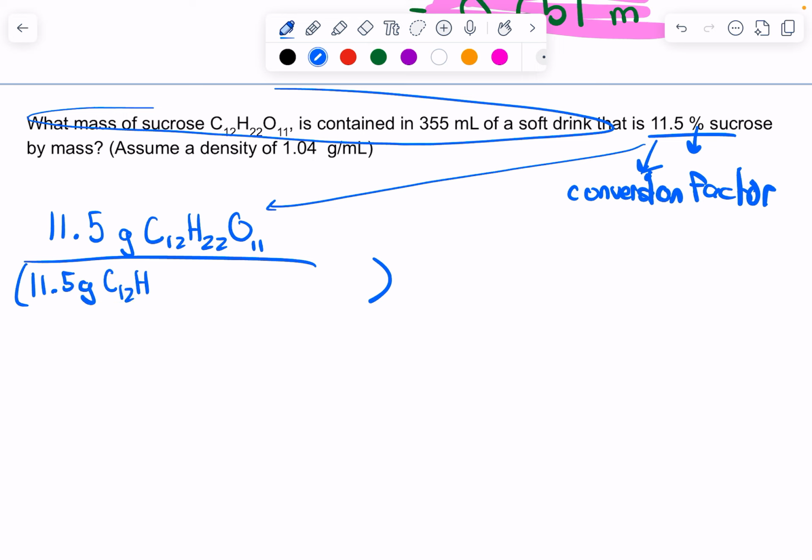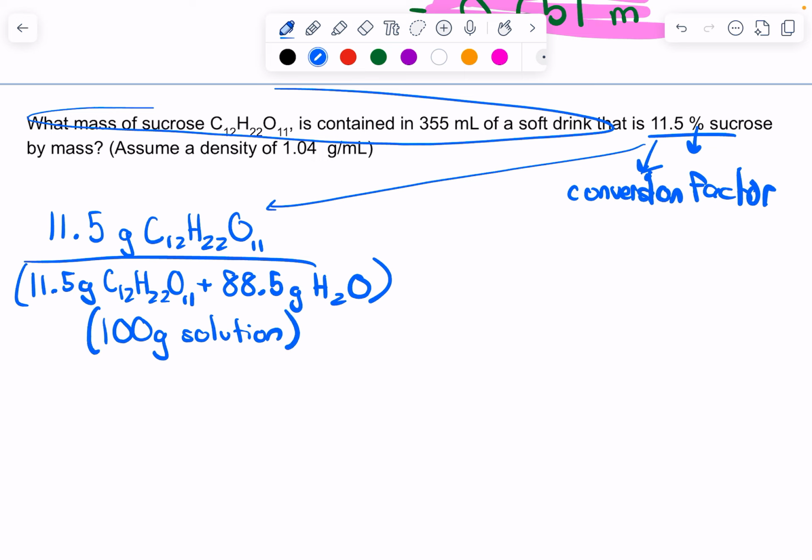Guess I'll rewrite it all. It's just tedious. Plus 100 minus 11.5, right? Because they have to total 100. So 88.5 grams of water, because water is the solvent. So 100 grams solution. And I don't know yet which one of these I'm going to use, whether I'm going to use the 100 grams of solution, or whether I'm going to have to use those individual quantities, solute and solvent. Okay, so either one of these is correct on the bottom.